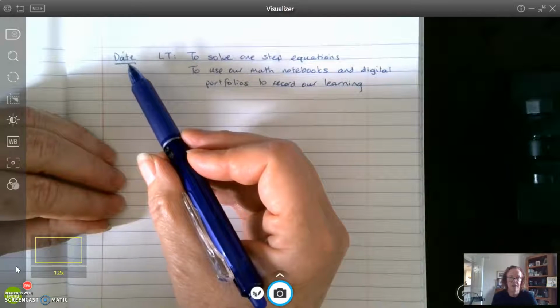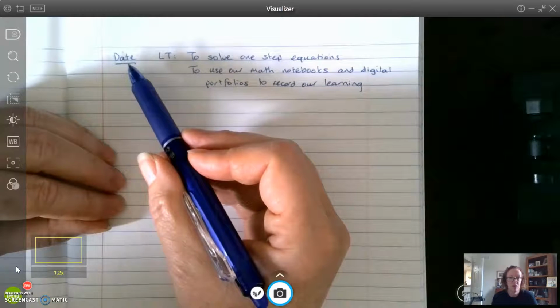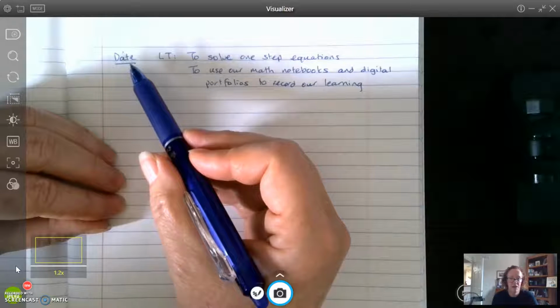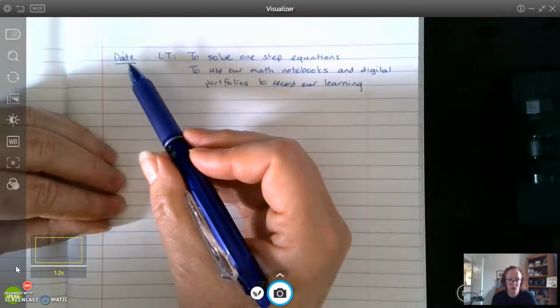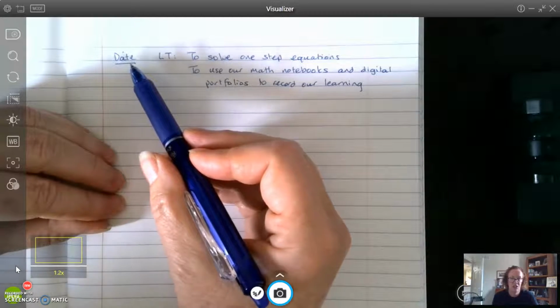We're going to use our pages in consecutive order. That means one right after another, and we're going to use the front and the back of them because otherwise we will use up too much paper in the course of a year.